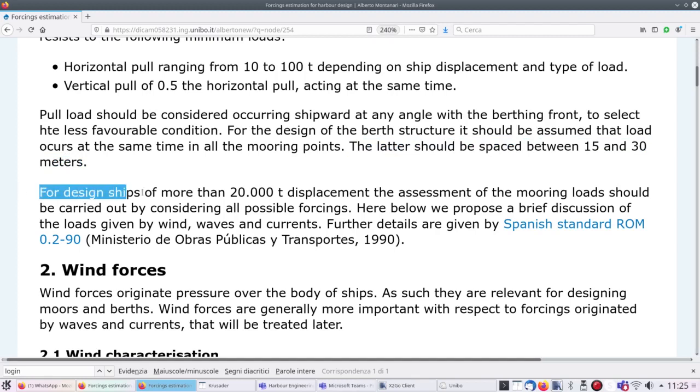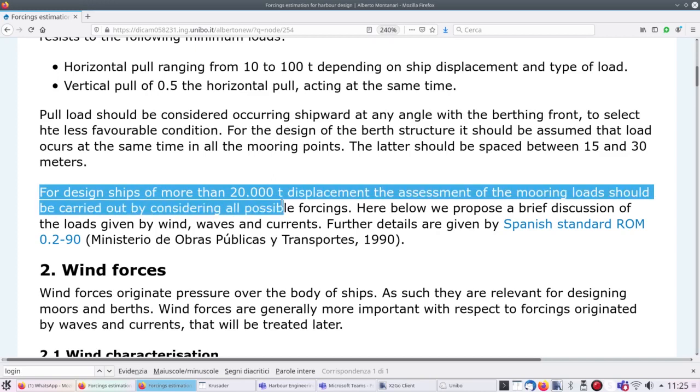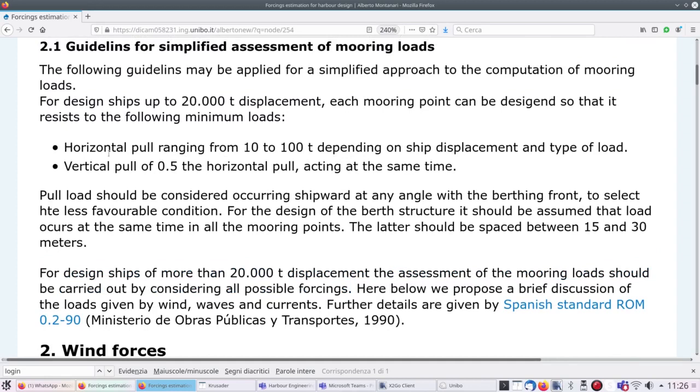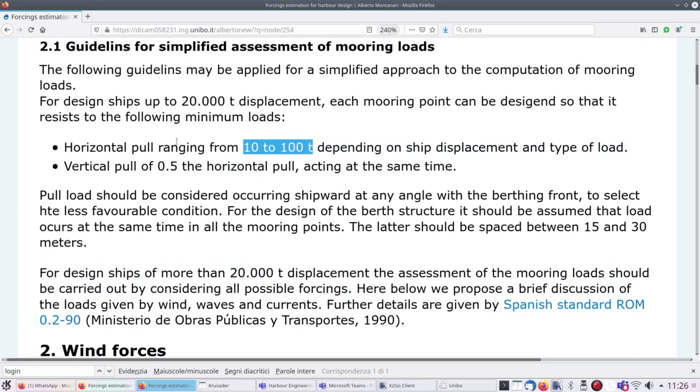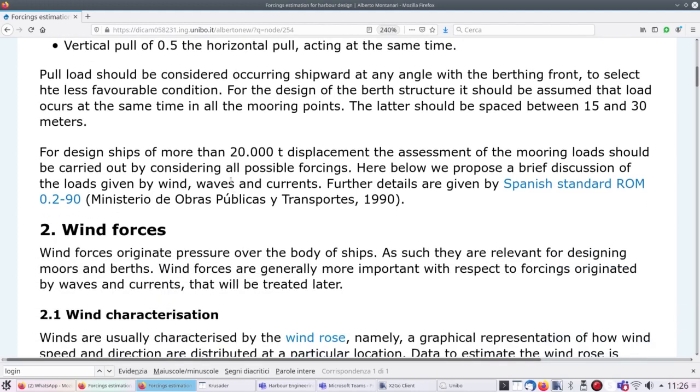For design ships of more than 20,000 tons, the assessment of the mooring loads should be carried out by considering all possible forcings, and then we turn to the discussion that we already had. So when the displacement of the ship is relevant, my suggestion is that it's not easy to make reference to a rule of thumb because the loads may be indeed very relevant and difficult to estimate. But as an order of magnitude, of course, you should assume that the ranges given here, 10 to 100 tons for the horizontal pull, could be exceeded. So the order of magnitude is, in any case, clear to you. Okay.